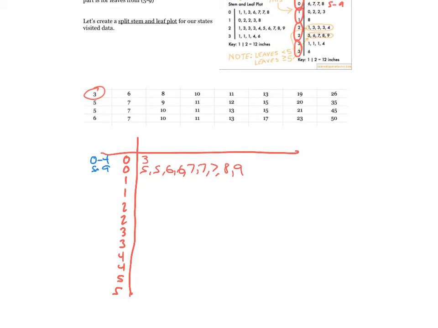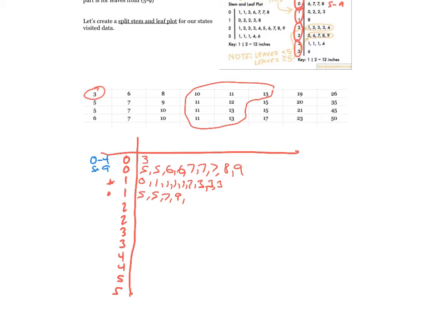And then the first one, this one, would be anything below 14. So it'd be all of these. So it'd be a 10, 11, 11, 11, 11, 12, 13, 13, 13. And then on the second one, the second stem with a 1, I would do 15, 15, 17, 19.